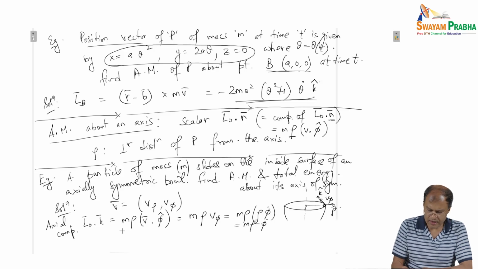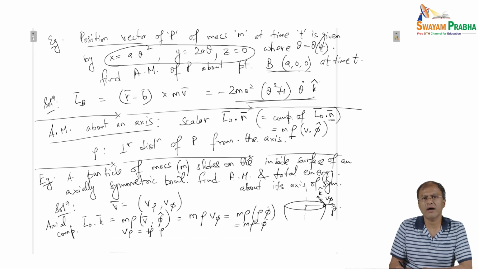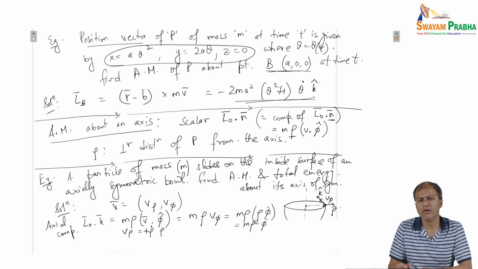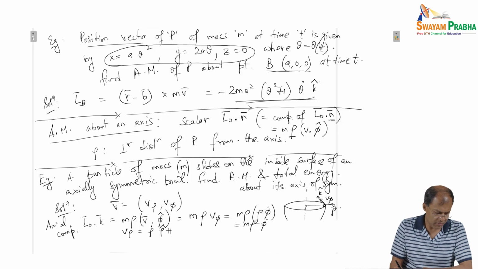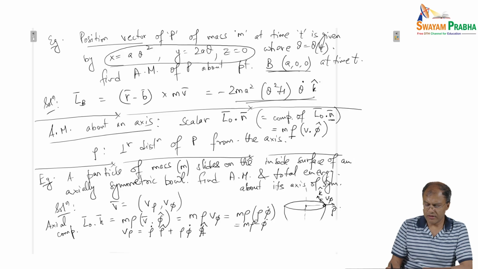And we see that our v rho, the radial component, using Newton's second law, we write it in the polar coordinates. So this is rho dot rho hat plus rho phi dot phi hat. Okay, that is what we saw.